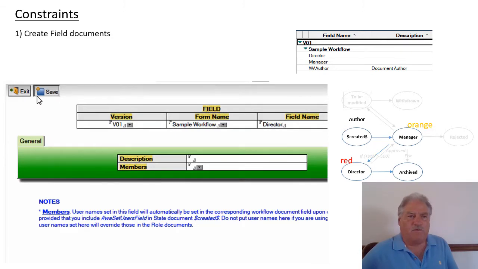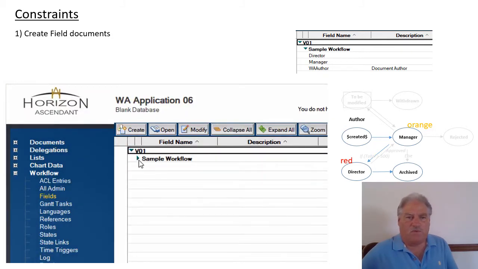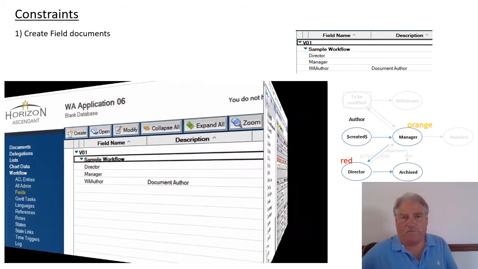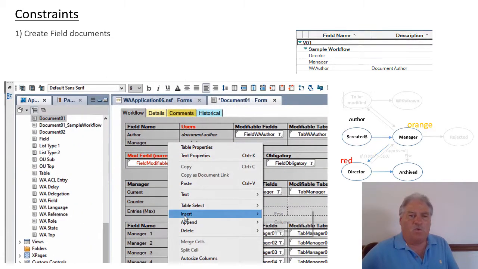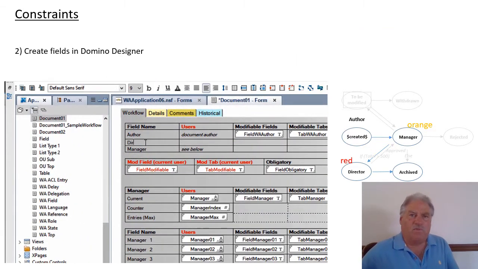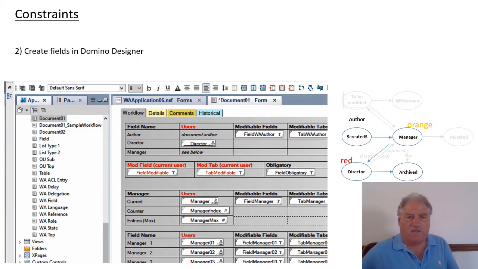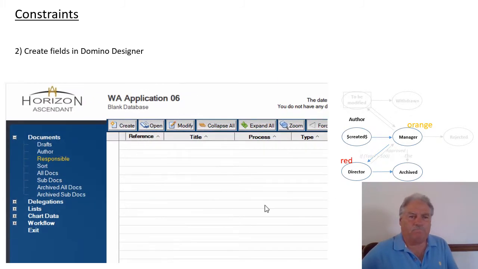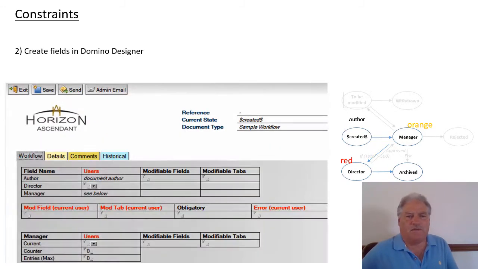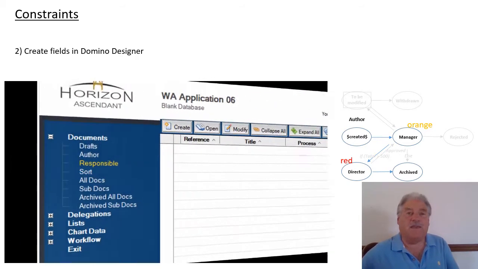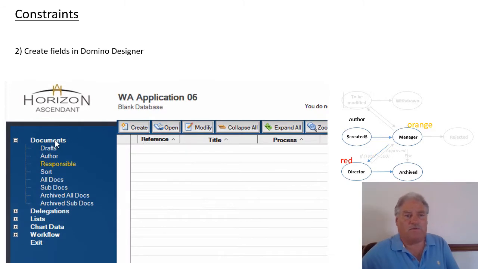So the 3 constraints in question are director, manager, and WA author, by default the document author. We now want to insert the corresponding fields in the workflow document form. So manager is created by default. We'll just put in director. And just to show you that no assignments have been made, so those fields are empty, we need to get usernames into those fields.